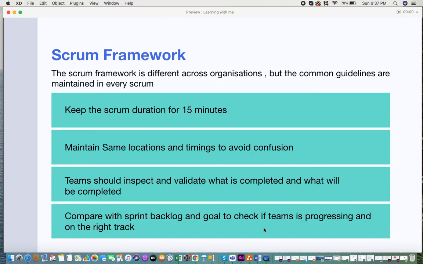So as I said, based on the tasks that have been completed and yet to be completed, the sprint backlog is validated, and based on that you would be able to calculate the progress in which the team is moving. So these are the few guidelines that will be followed commonly by every organization's Scrum team. The only thing, as I said, which varies is the time duration, the venue, the team members, etc. But all these guidelines are common and followed everywhere.